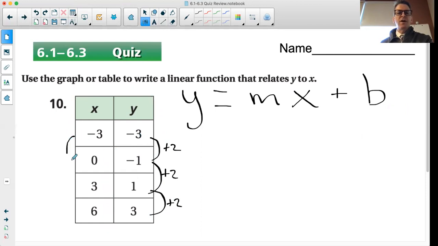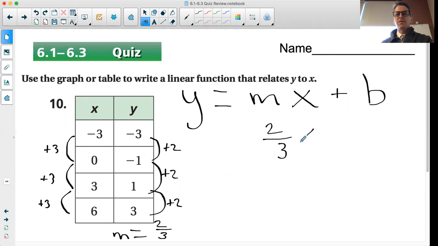Over the change in x. This is +3. This is +3. This is +3. So we've used this kind of strategy to find slope before. So in this case, the slope is equal to 2 over 3, 2/3.